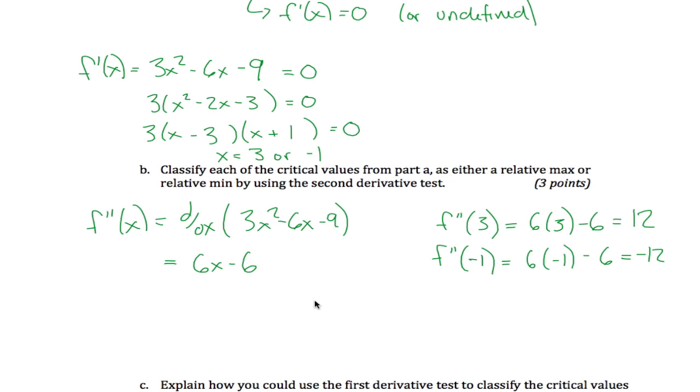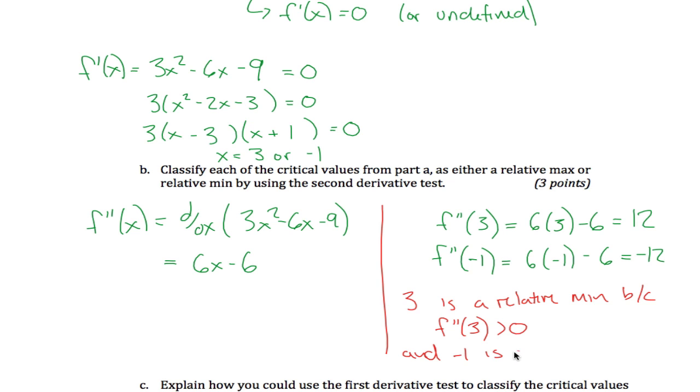So let's switch colors maybe. Based on this information, we say that 3 is a relative min because f double prime of 3 is a positive number, and -1 is a relative max because f double prime of -1 is a negative number.